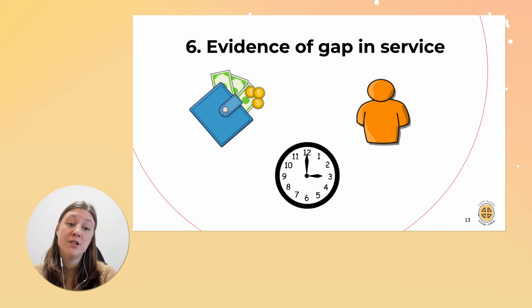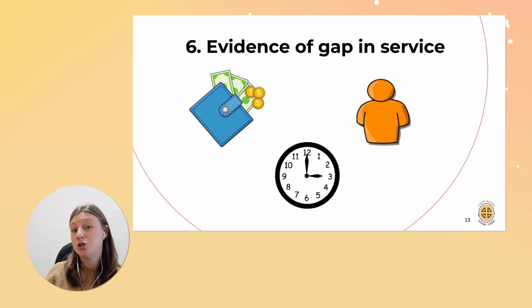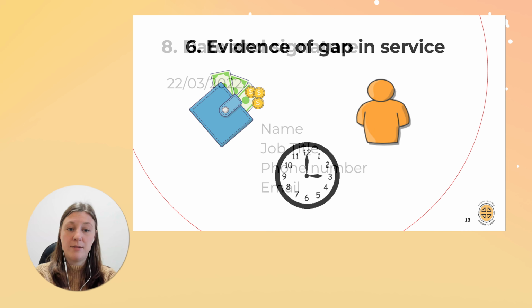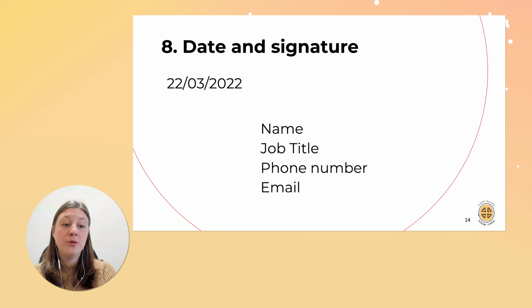And a gap in service could mean many things. So there's a gap in funding. So maybe there's no money to cover this product or service. There could be a gap in human resource, meaning there's no one to fill the position, or there's no service in your community. And lastly, time can be a gap. So if your child has been waiting on a wait list for any number of years, even months, and it's affecting their development, you can apply because it's a gap in time. Lastly, you want to include the date, signature, and contact information.